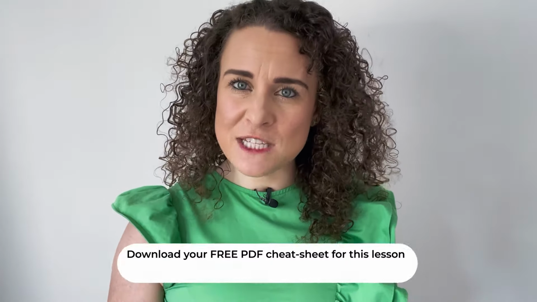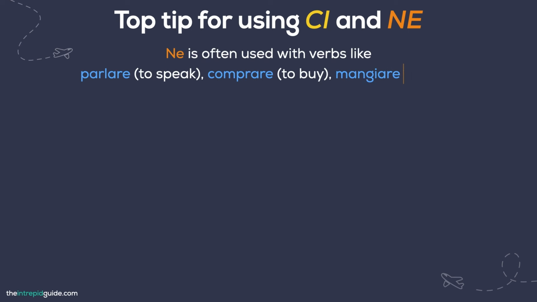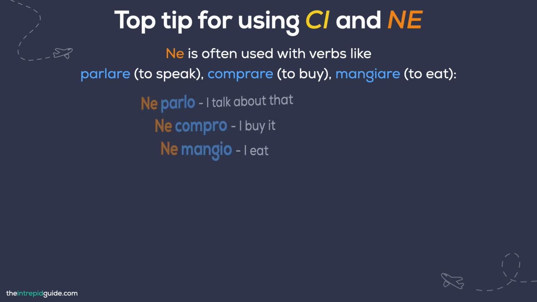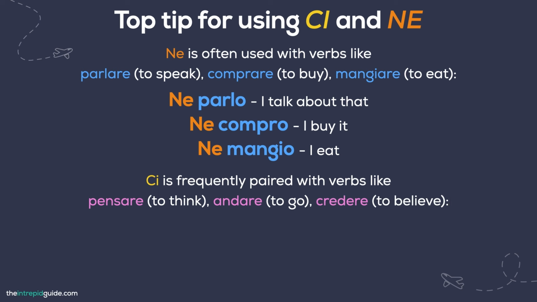Allora, here is my top tip for using ci and ne. An effective way to become comfortable with the usage of both ci and ne in Italian is to familiarize yourself with the main verbs that they commonly accompany. For example, ne is often used with verbs like parlare, to speak, comprare, to buy, and mangiare, to eat. For example, Ne parlo. I talk about that. Ne compro. I buy it. Ne mangio. I eat it.